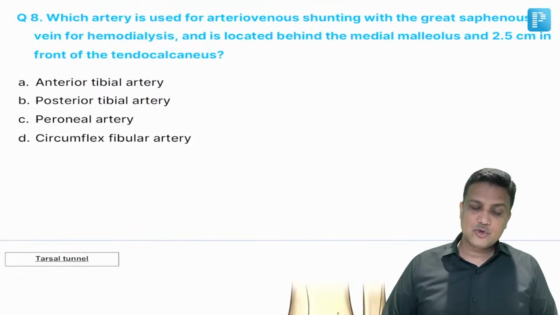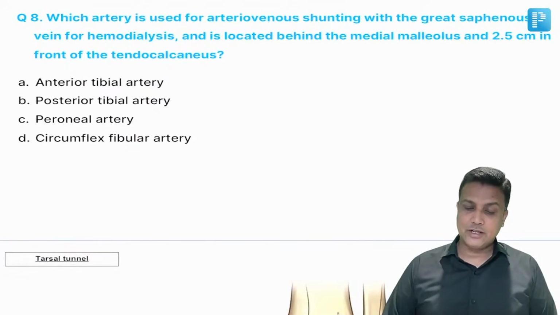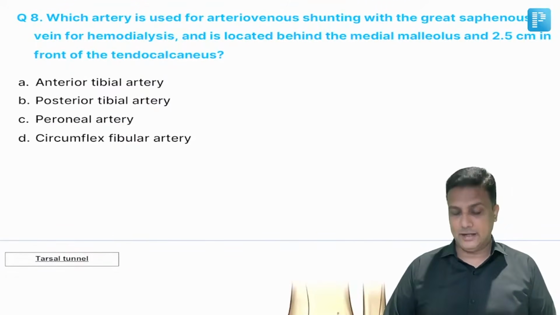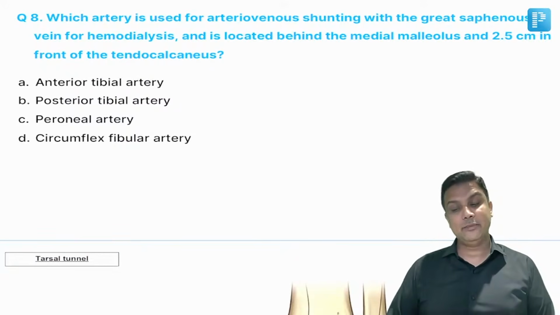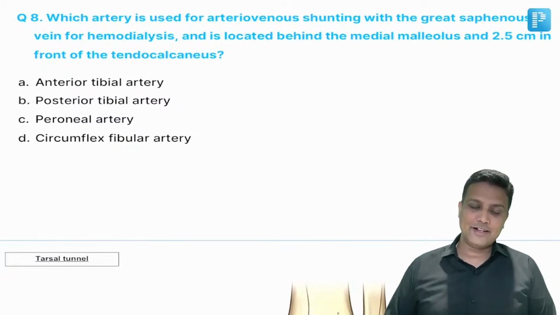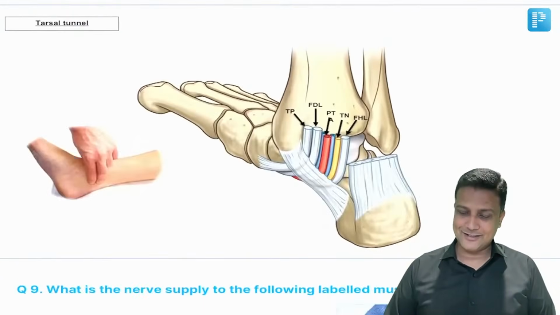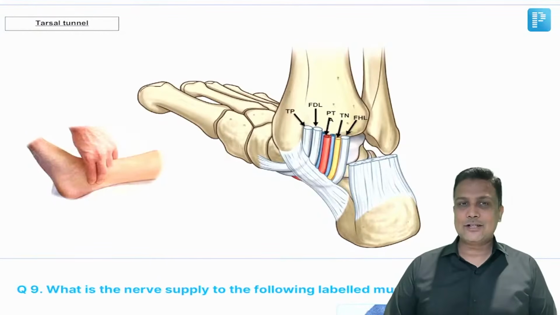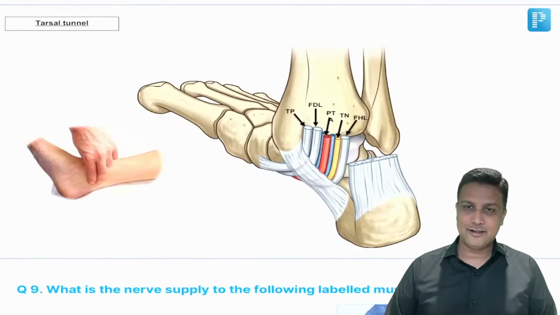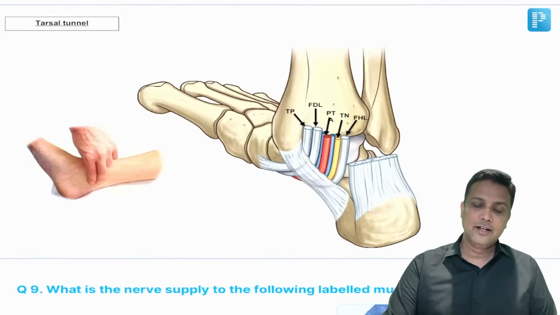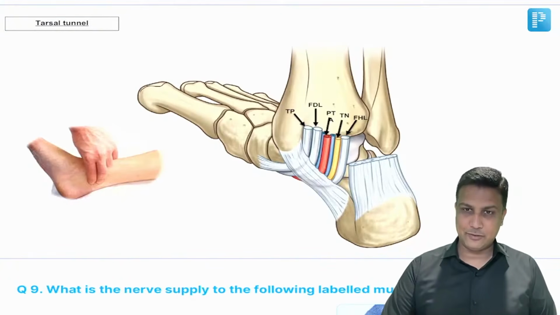Which artery is used for arteriovenous shunting with a great saphenous vein for hemodialysis, and is located behind the medial malleolus and 2.5 centimeter in front of the tendocalcaneus? Look at this one here. This diagram shows the tarsal tunnel. In the tarsal tunnel, you will have three important tendons passing through here.